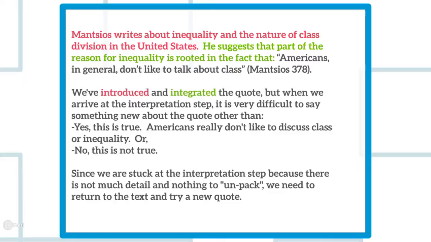Keep in mind that we want to avoid qualitative judgments of this nature. When we get to this interpretation step, one of the things you want to avoid as a writer is simply saying, yes, this is a good quote, yes, this is a true quote, or no, this is a bad quote, no, this quote's untrue. So again, we don't want to make judgments about quality. Instead, we want to examine the words and ideas in the quotation. Here, there's just not much detail to work with. There's nothing to unpack. So we likely need to return to the text and try a new quote.